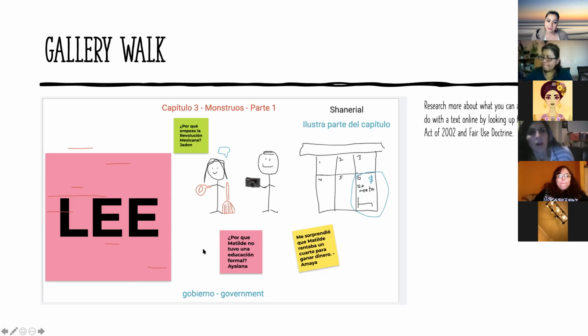You can set up the virtual gallery walk on Jamboard. I heard other people do it also on Google Slides. And then please always be careful with what you can and cannot do with text online, okay? If you're not familiar with the Teach Act of 2002 and the Fair Use Doctrine, you can use some text in the classroom. So you might want to check into that, just letting you know, because I don't want to get any authors mad over here that I am telling you to go put all the chapters in there for your students. So just be careful with that.